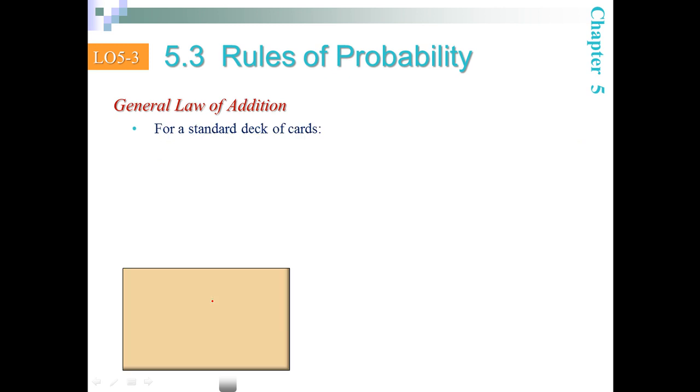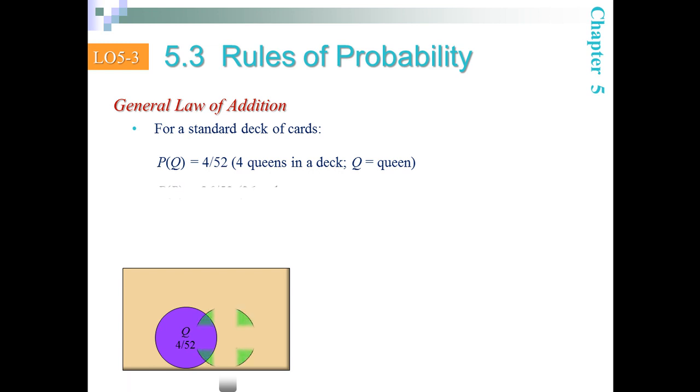So here's an example of the general law of addition using a standard deck of cards. We could say, what's the probability of a queen? Well, there's 4 queens in the deck, so this is the classical approach, or the a priori approach to probability. There's 4 queens in the deck, and there's 52 cards in the deck, so the probability of drawing a queen would be 4 out of 52. And we could say, what's the probability of drawing a red card? Similarly, we have 26 out of 52.